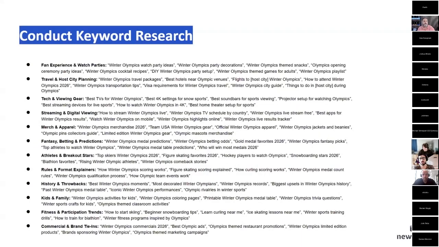Similar thing for the Winter Olympics, right? Watch parties, travel, tech and viewing gear, merch and apparel, fantasy betting and prediction. Prediction is big for both of them, actually. History, kids, and so on. So keep this in mind, because something may happen around the event or in the event that may actually generate a lot of adjacent trends.